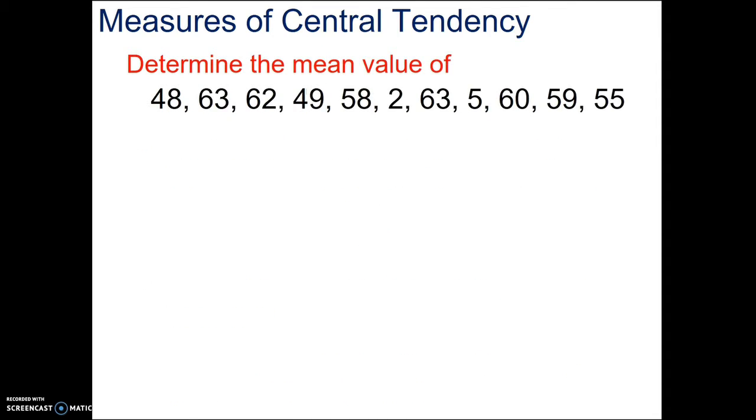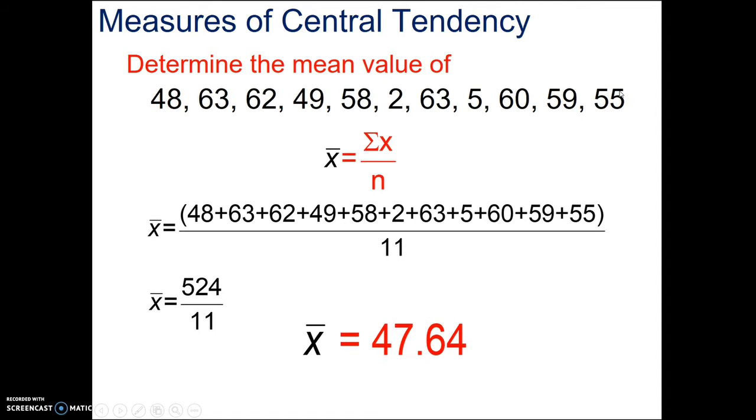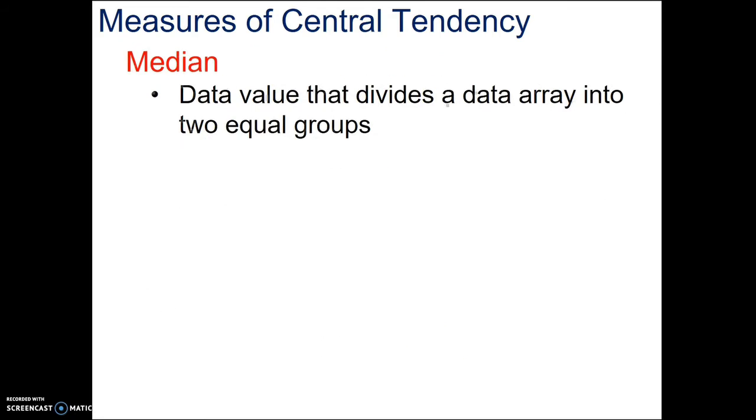Another way to calculate the mean value is taking all of those numbers added up and dividing by the number of values. So I would grab my handy dandy calculator, take 48 plus 63 plus 62 plus 49, and so on. I would add all of those up and divide by the number of values we have. So I'd count 1, 2, 3, 4, 5, 6, 7, 8, 9, 10, 11, which would give us our overall value. The mean would be 47.64. Not too shabby. You guys have seen this before.